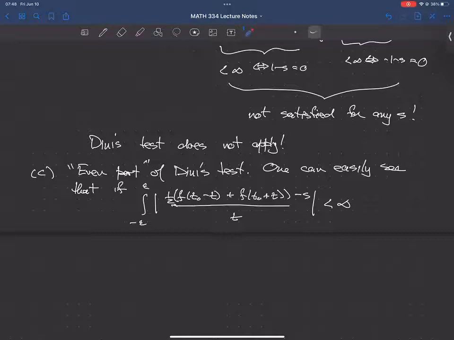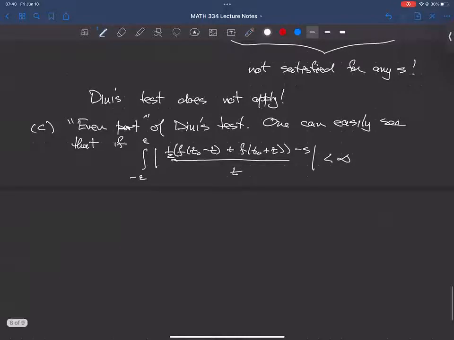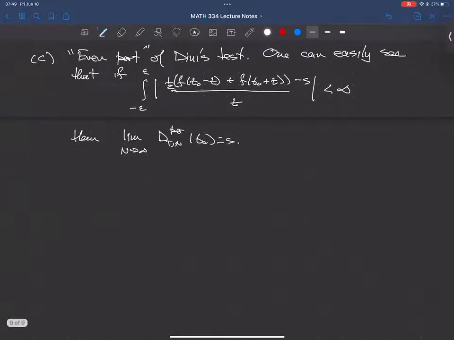Okay, so again, what I've done is I've taken the even part, and it's not really the even part because it's only the even part when t naught is equal to 0. But what it is, you've taken kind of the even part about t naught. So rather than talking about evenness around 0, you're talking about evenness around t naught. But you've replaced f with its even part. But if that's true, then you get convergence of the Fourier series to S. So this is kind of a modified version of Dini's test. All right. Okay, so let's try that.